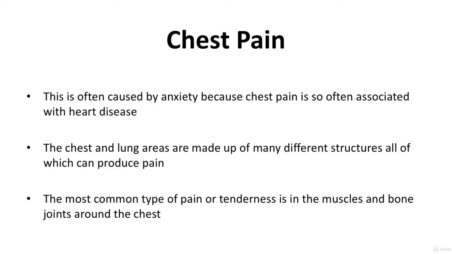The chest and lung areas are made up of many different structures, all of which can produce pain. The most common types of pain and/or tenderness is in the muscles and bone joints around the chest. The lining or pleura around the lungs can be associated with pain if it becomes inflamed or irritated, but the lungs do not contain any of the nerve connections that will induce the feelings of pain.